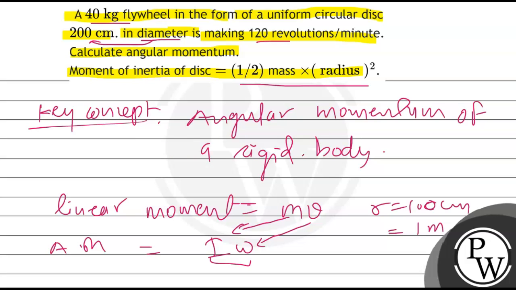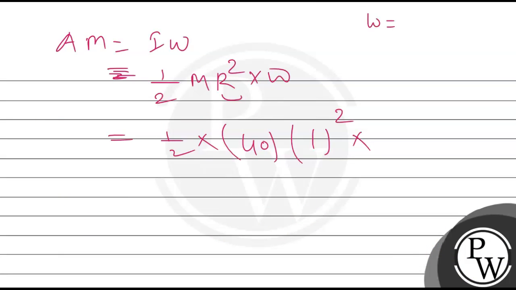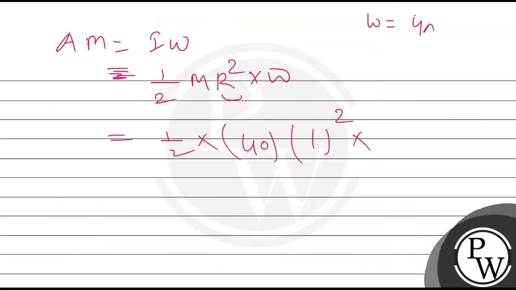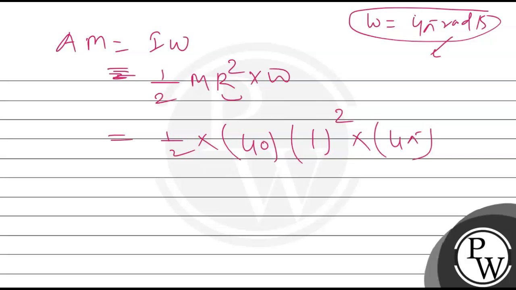The omega is given as 120 revolution per minute. If we convert it into radian per second, it will become 120 into 2 pi upon 60. From here we can write that omega is equal to 4 pi radian per second. Let us put this value here. It is equal to 4 pi. From here we can calculate that the angular momentum is equal to 80 into pi.